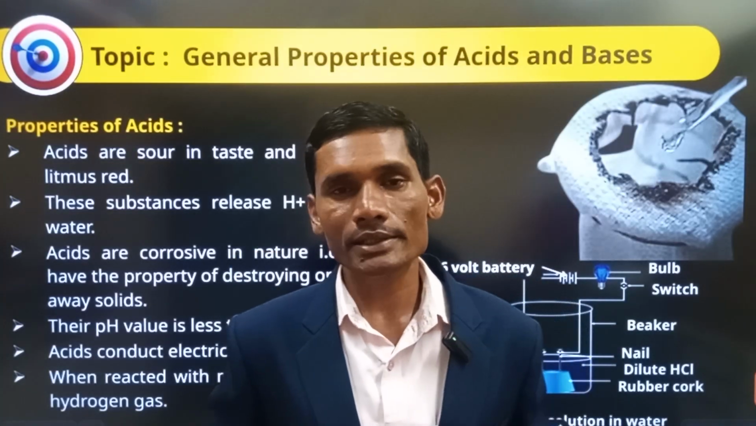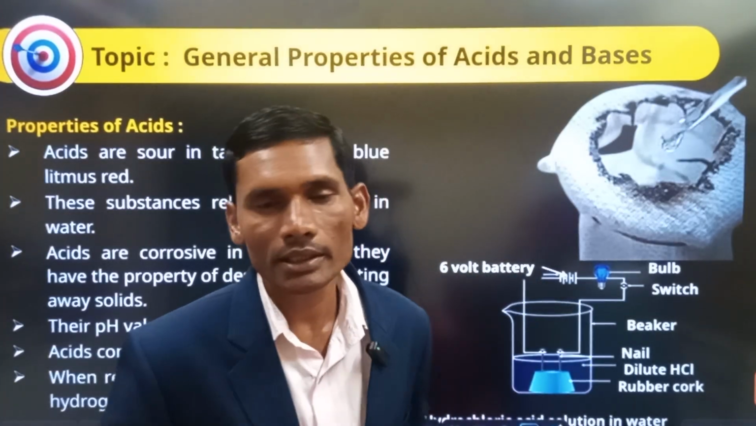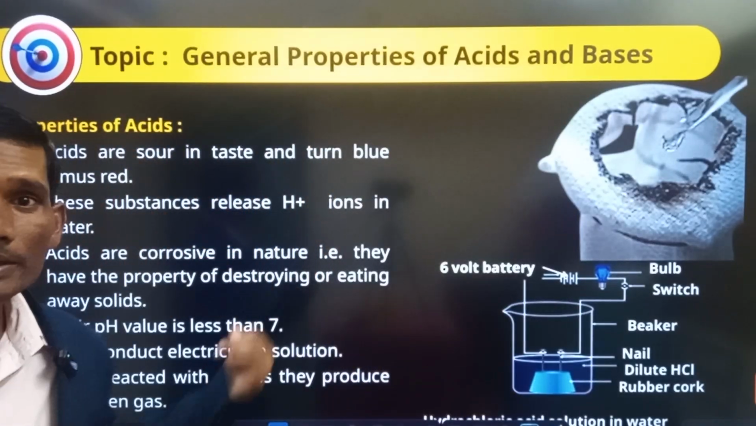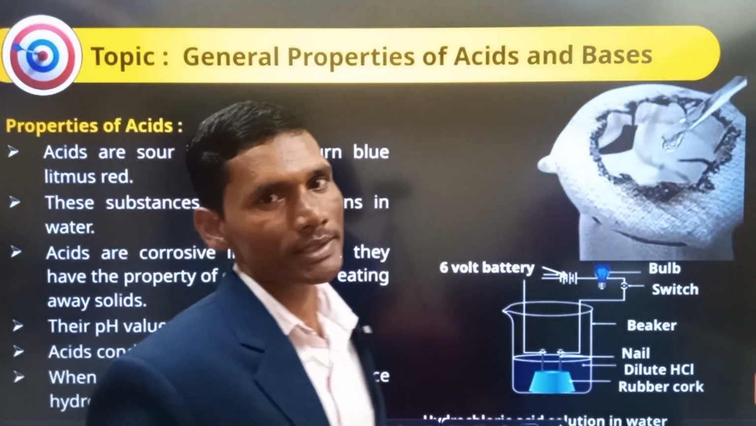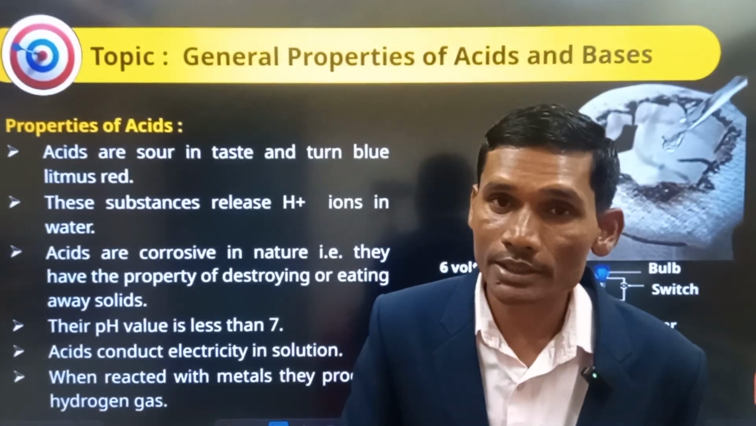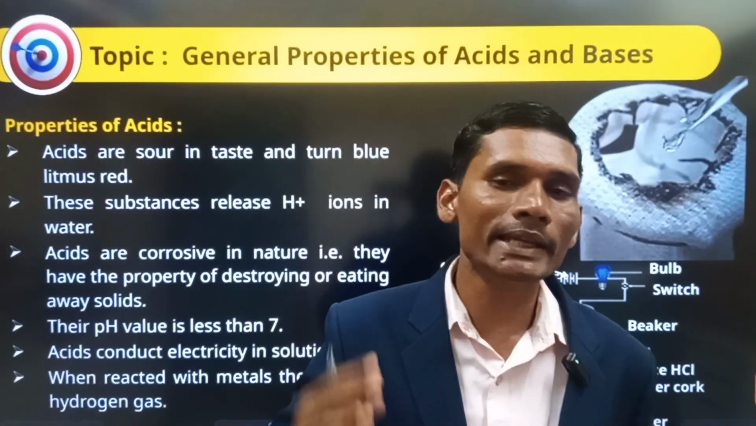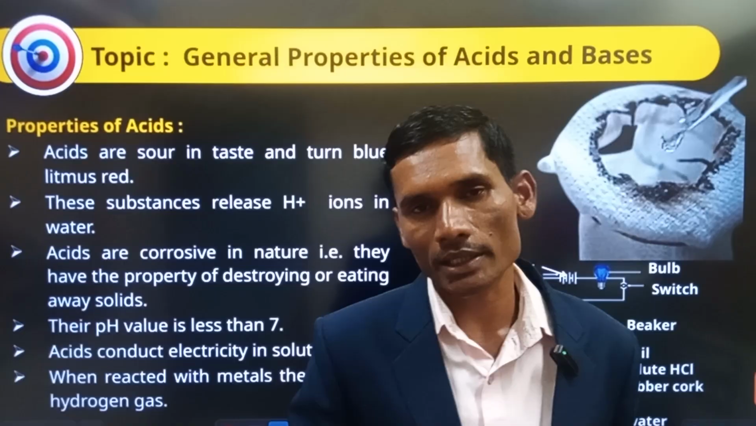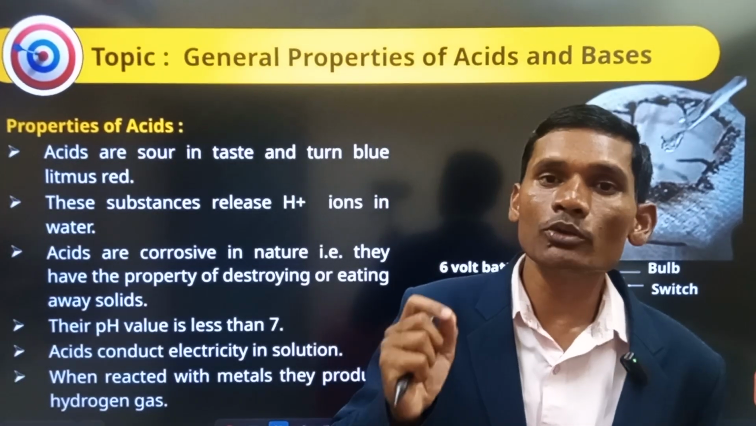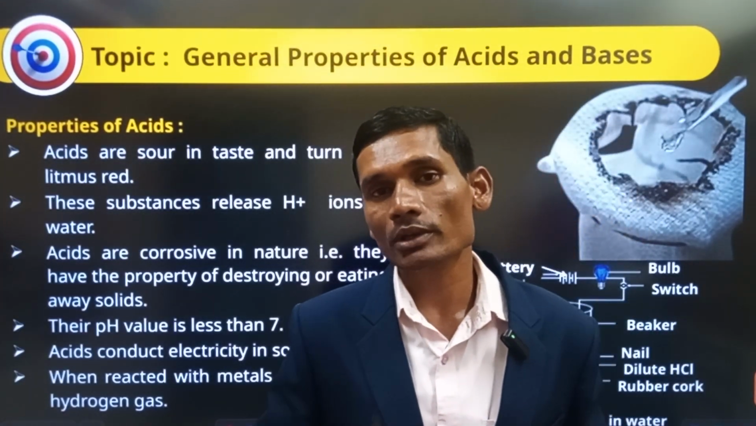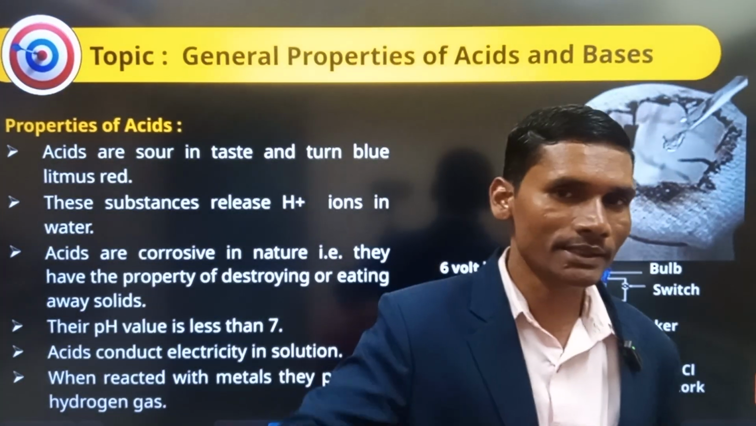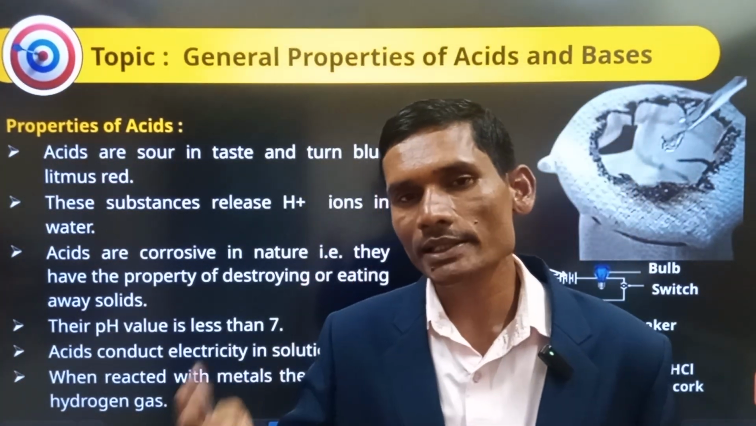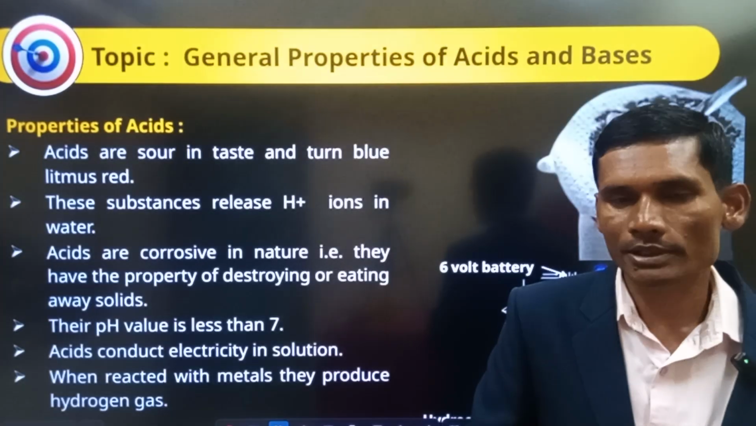As you know already, acids are sour in taste, right? They are sour in taste, and every substance cannot be tasted because some substances are very dangerous. In such cases, we go for indicators such as the litmus paper test, right? If you dip blue litmus in acids, it changes to red color. So what we can say is, acids turn blue litmus red.